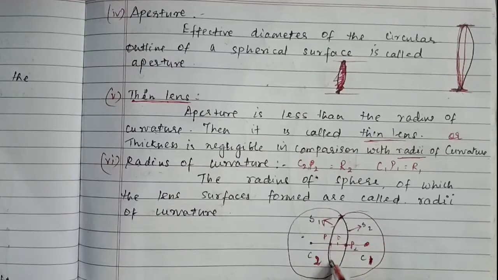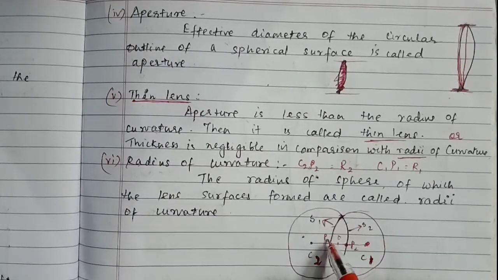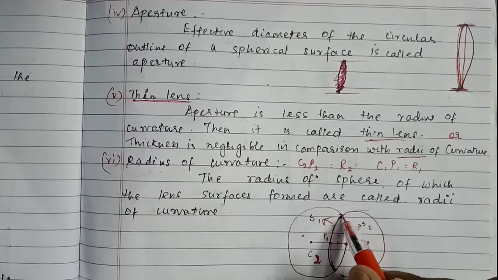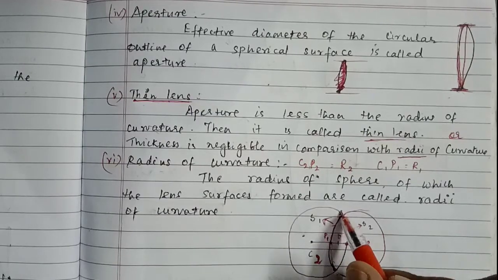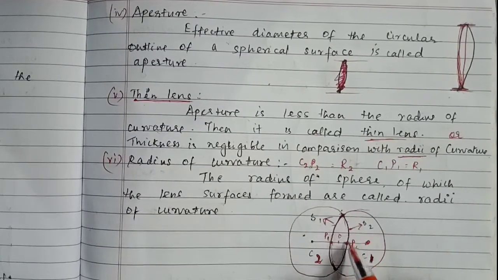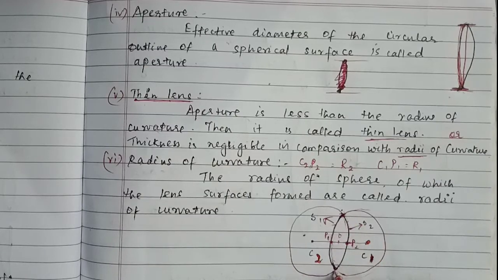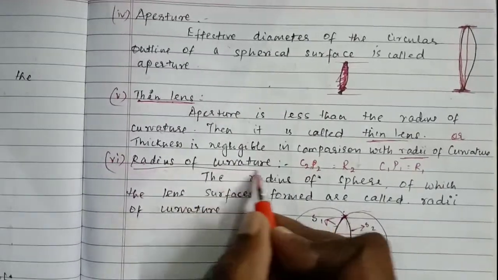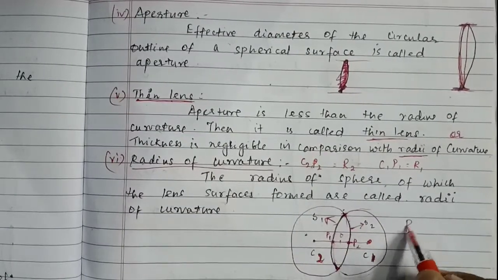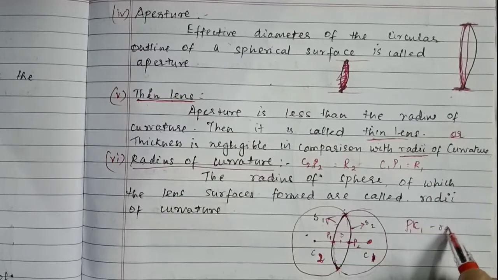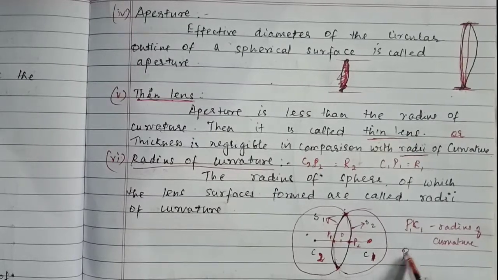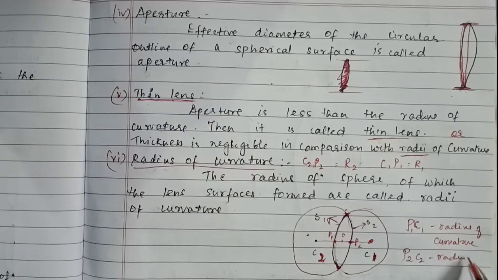So for this surface, the center of this refracting surface is pole P1. P1, I am writing, is the center of the refracting surface S1. Again, P2 is the pole of the second refracting surface S2. Now, what is radius of curvature? We know C1, we know C2. So P1C1 is a radius of curvature. And again, P2C2 is also a radius of curvature.